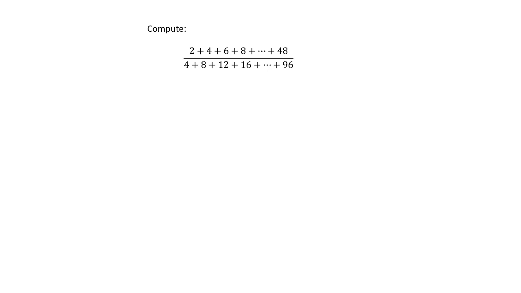So we have 2 plus 4 plus 6 plus 8 plus 10, all the way up to 48. And it's divided by 4 plus 8 plus 12 plus 16 plus the next term, all the way to 96. Now I want you to come up with a strategy to handle this problem from what we learned in arithmetic sequences, and we're also going to learn a new skill today, which is identifying an arithmetic sequence. So go ahead.